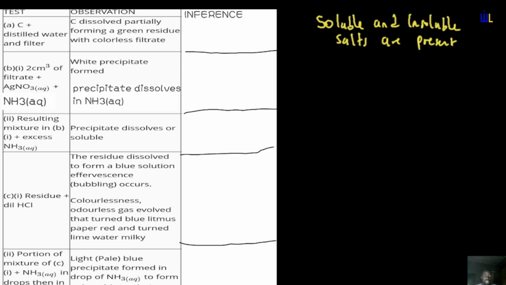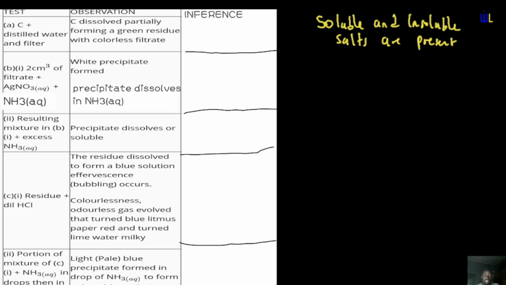Okay, so let's continue. They now said 2 cm cube of the filtrate plus AgNO3. Remember I told you guys that once you see AgNO3, you start suspecting a halogen. So they said 2 cm cube of filtrate plus AgNO3 plus ammonia. So let's get to work.